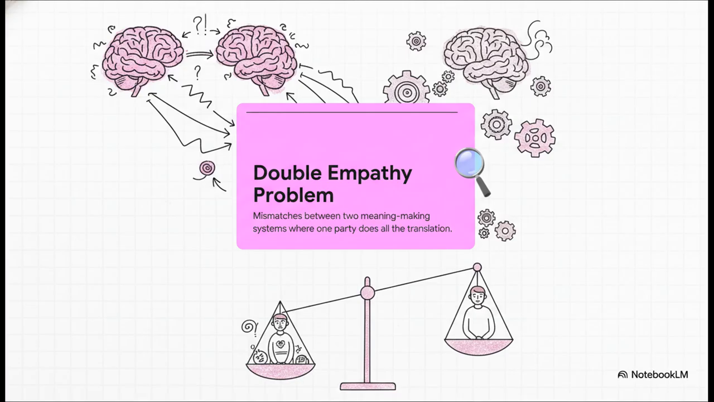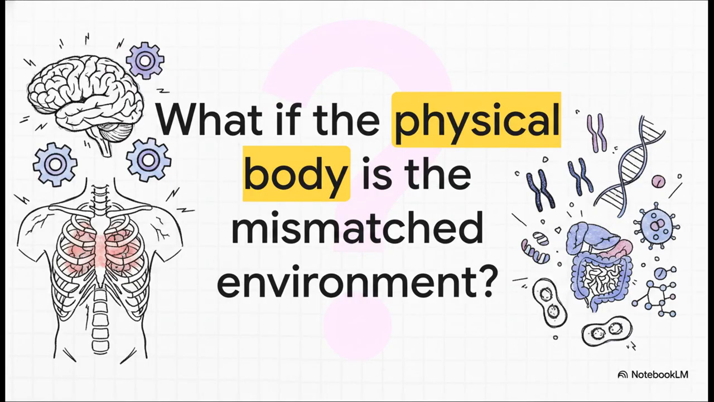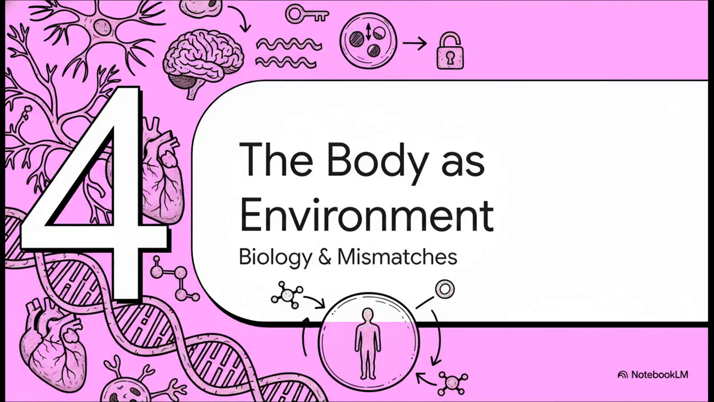The expectation that the autistic person has to do all of the translation work. Reading a room that wasn't built for you and then constructing acceptable responses is an enormous, exhausting drain on your regulatory capacity. So the crucial point is, what happens when we look beyond the social world? What happens when the social environment isn't the only thing imposing stress, but the physical body itself becomes the mismatched environment? All right, Section 4, the body as environment.